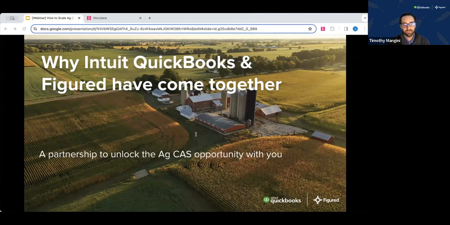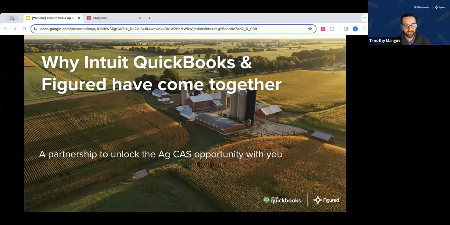So QuickBooks Online brings so many cloud benefits that most of you know already. Things like allowing you to work anywhere, anytime on any device. It provides a fully integrated platform for your small business clients to solve their big challenges. Things like accounting, payroll, payments, lending, and even customer marketing. And lastly, you guys know this, QBO allows you to leverage third-party apps like Figured.